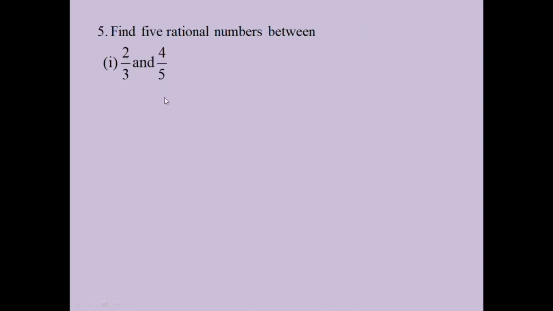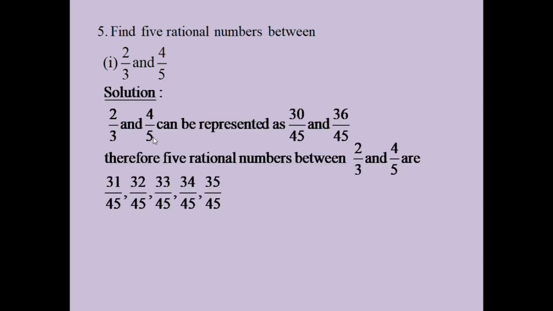Next question is find 5 rational numbers between 2 by 3 and 4 by 5. We have just solved a same problem before, right? So we have to convert these numbers in such a way that the denominators are same. 2 by 3 and 4 by 5 can be represented as 30 by 45 and 36 by 45.